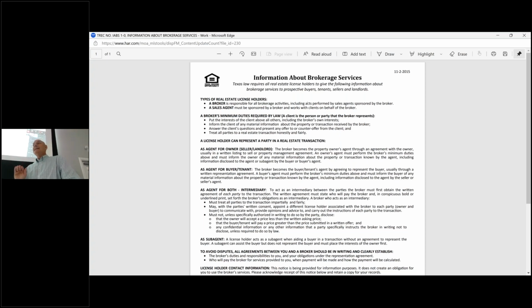And if for any reason they refuse to do that, and this often happens, you want to go ahead and print a copy and write on it in your own handwriting, presented to clients on this date. Client refused to initial, put their name in there, then put your initials. And that way you have written contemporaneous documentation that you presented it to them at first substantive conversation. Make sense? Any questions about that?